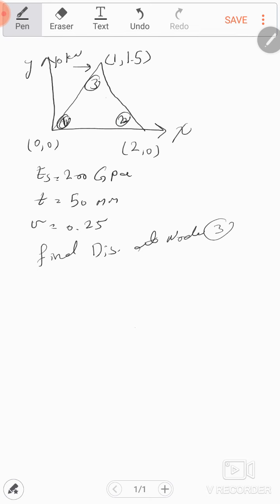Okay, and some details give me the elastic modulus of steel, the thickness and the Poisson ratio, and ask me in this example to find the displacement at node 3. So let's go solve it.